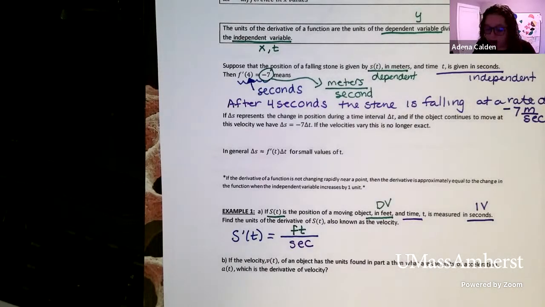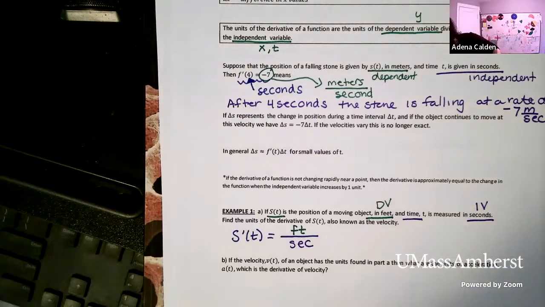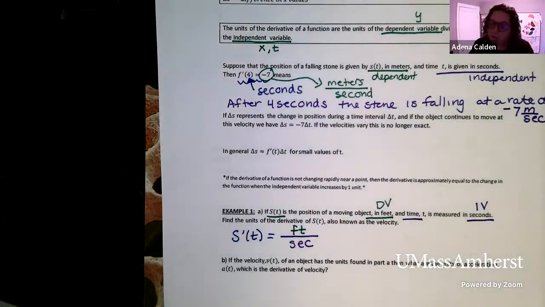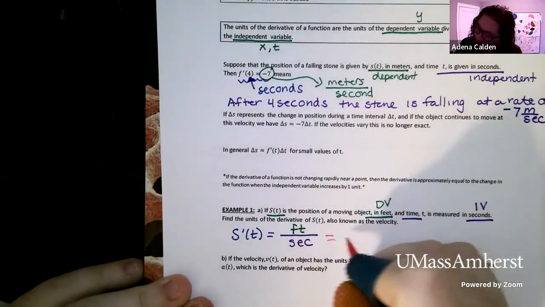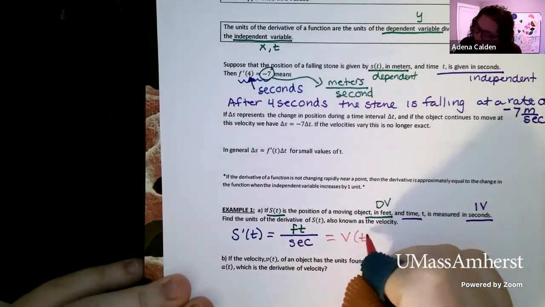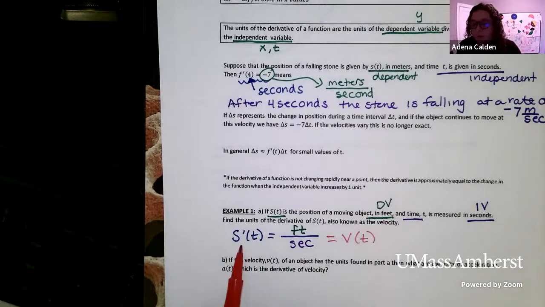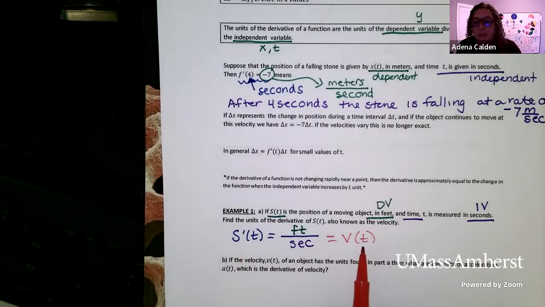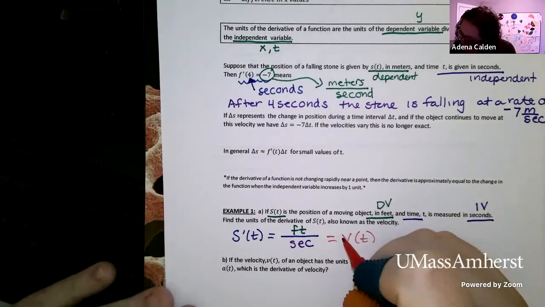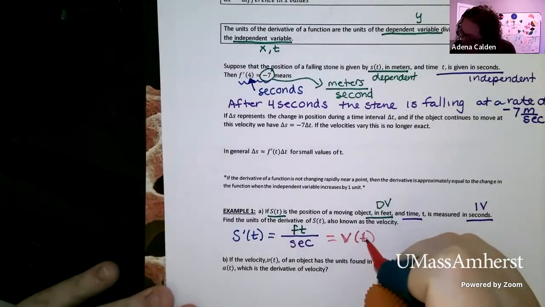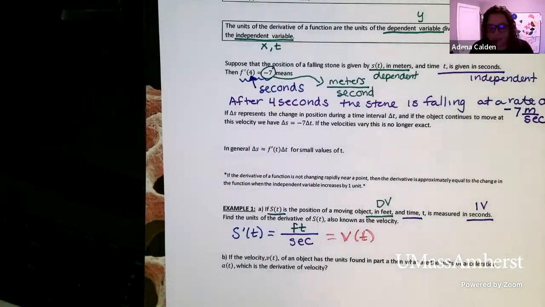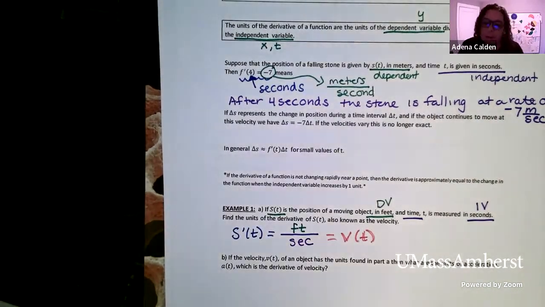Now, another part of this that's important is that we're told that this derivative, s prime of t, is also known as the velocity, which means that the units of velocity are in feet per second. So the derivative of position is velocity. The derivative units are feet per second. So the units of velocity are in feet per second. Okay, so we need to carry that forward to approach part B.